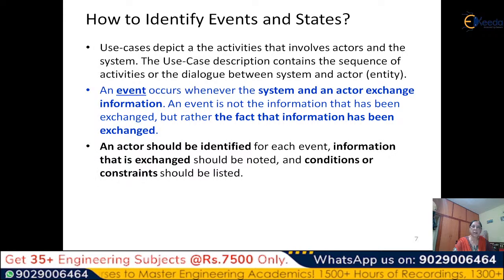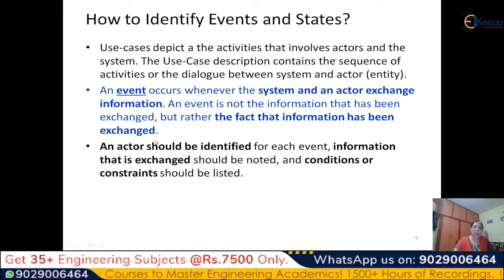So how do we identify events and states? We will take the use case description, and there the activities that involve actors of the system. So we will take the actors. The use case description will contain the sequence of activities or the dialogue between the system and the actor. So that is our first point. Then an event occurs whenever the system and actor exchange information. Event is not the information, but the fact that information has been exchanged.